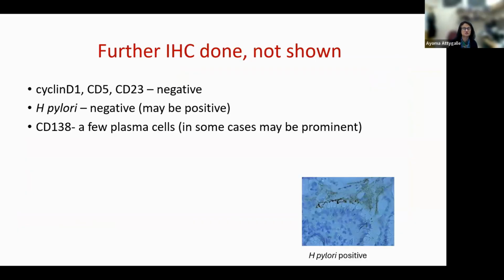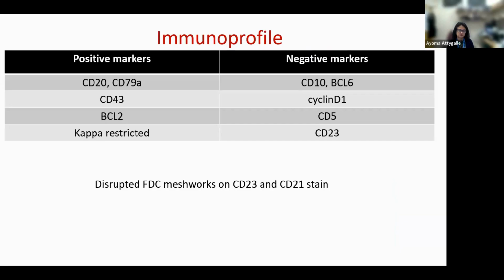Further immunohistochemistry, which I didn't show you, was negative for cyclin D1, CD5, and CD23. H. pylori was negative, but I've just shown you an example of an H. pylori positive case, where we use immunohistochemistry. And CD138 highlighted only a few plasma cells. Sometimes, in some cases, this may be prominent.